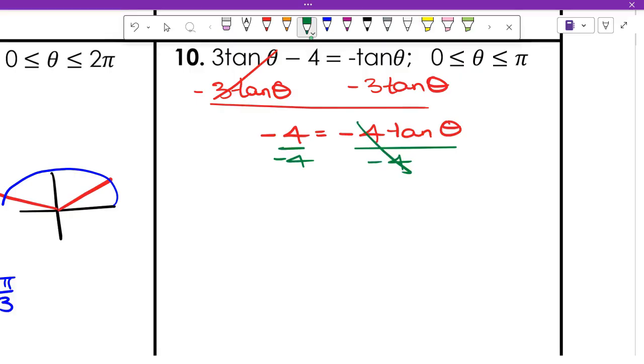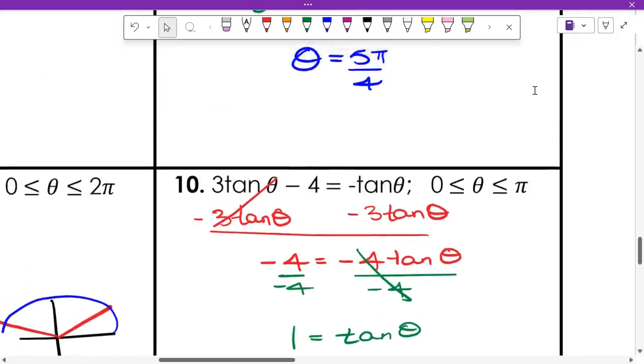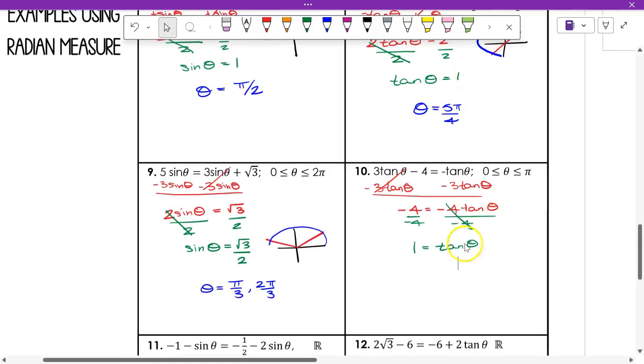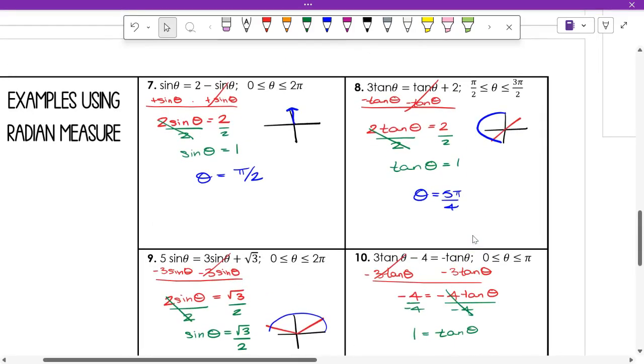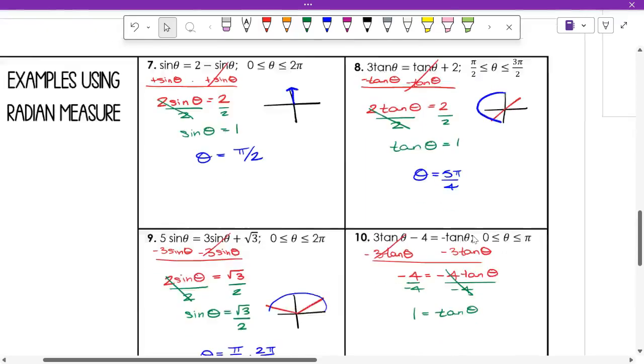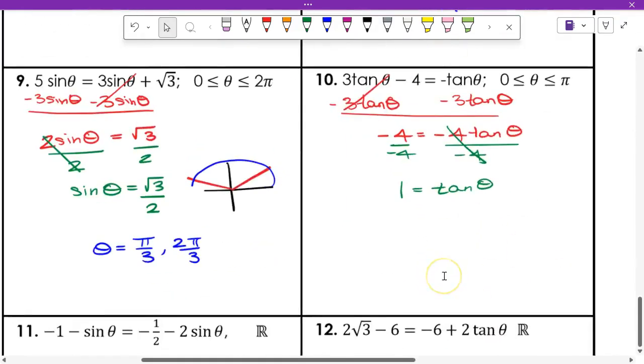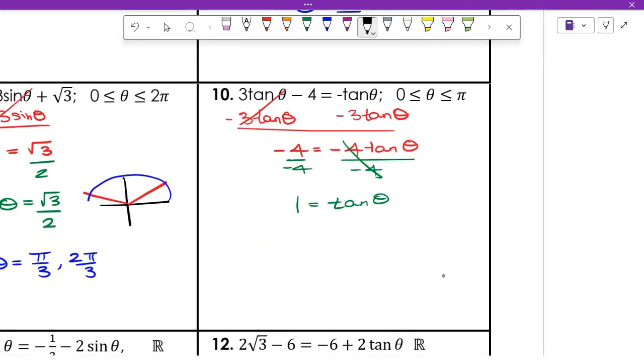And negative 4 divided by negative 4 is positive 1. And that gets me 1 is equal to tangent of theta, or tangent theta is equal to 1. Feels like we just did that, except we didn't do it from 0 to pi. Instead, we did it from pi over 2 to 3 pi over 2. We've got both of these right here. And so it was just different restrictions on it, and it still works out to be part of the same answer. Or actually, no, it doesn't, because it's 0 to pi.